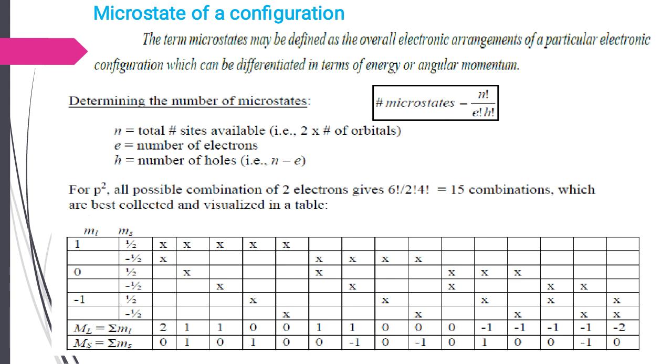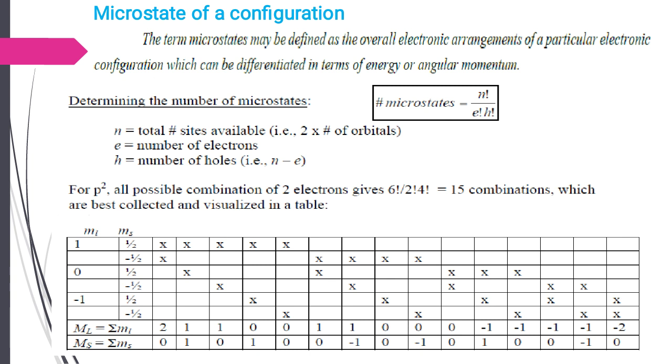Then come to another important topic, that is called the microstate of a configuration. A microstate of a configuration is a state which can represent the energy of the electronic configuration of a particular spin, and the number of microstates can be determined by the formula n factorial divided by e factorial into h factorial, where n gives the total number of electrons available. In d there can be 10 electrons, in p there can be 6 electrons, and in s a maximum of 2 electrons. So n gives the total number of electrons that can be available in the orbital.